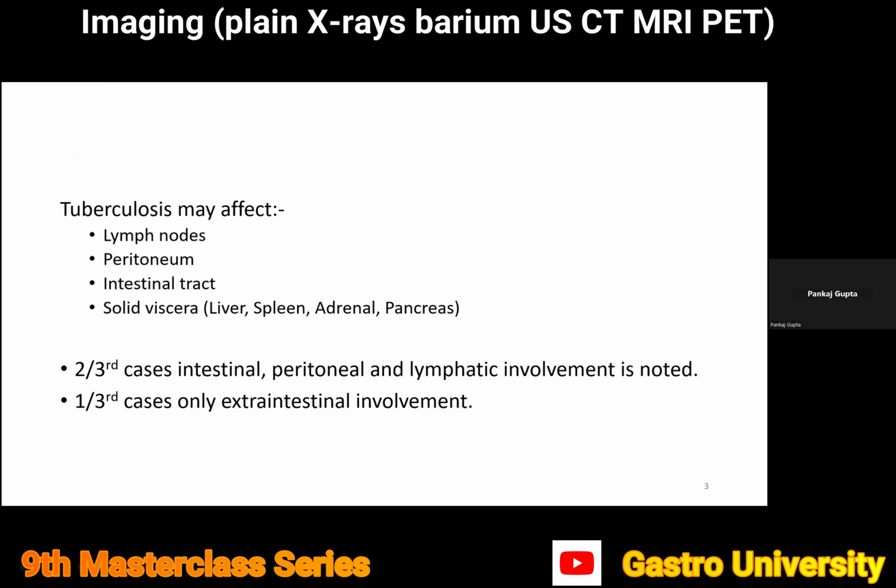Imaging is the cornerstone of diagnosis of abdominal tuberculosis. It has also been covered by the previous speakers that abdominal TB can involve the lymph nodes, peritoneum, intestinal tract, and solid viscera. A combination of intestinal, peritoneal, and lymphatic involvement is noted in 2/3 of the cases, and in another 1/3 there could be only extra-intestinal involvement.